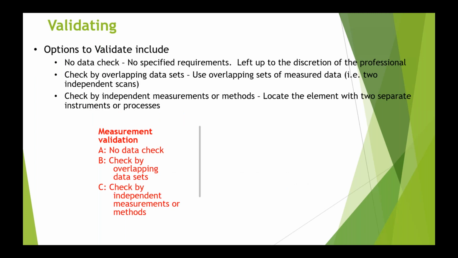So we didn't want to get into means and methods, but a lot of the stakeholders advise us, they want us to talk about how to validate that the data is correct. So we've got three different levels of measurement validation. We've got A, no data check, B, overlapping data checks, and C, independent measurements and methods. So we kind of give a brief overview of this, but this way there's talking points out there.